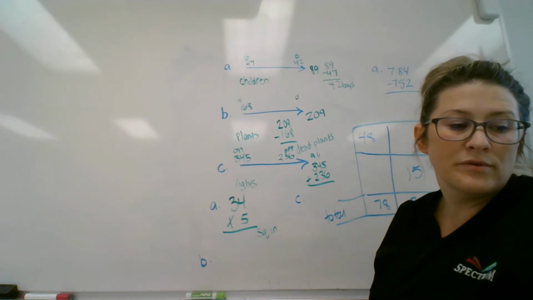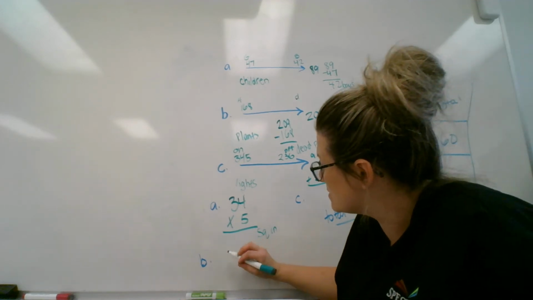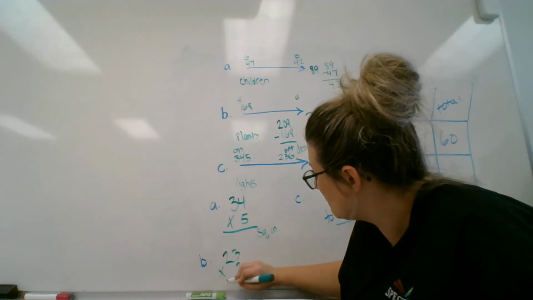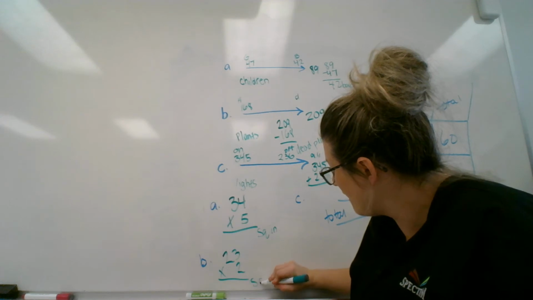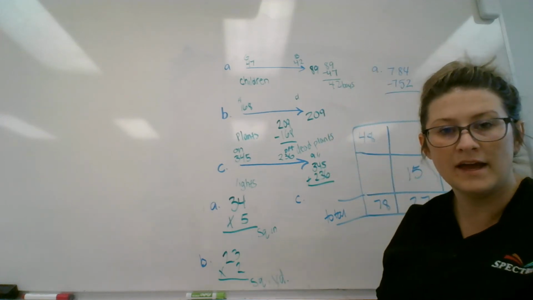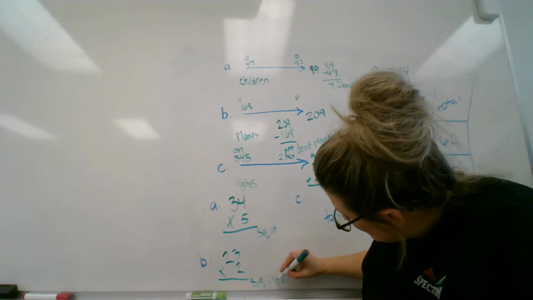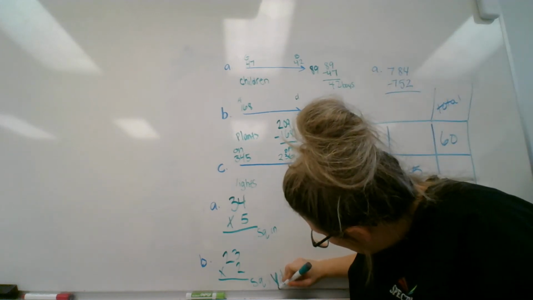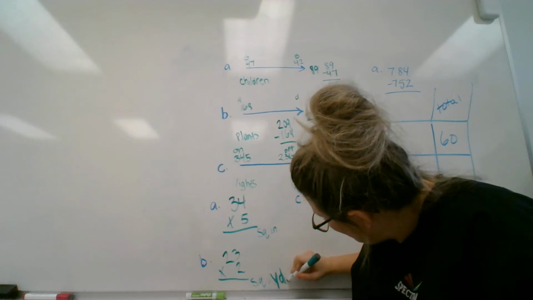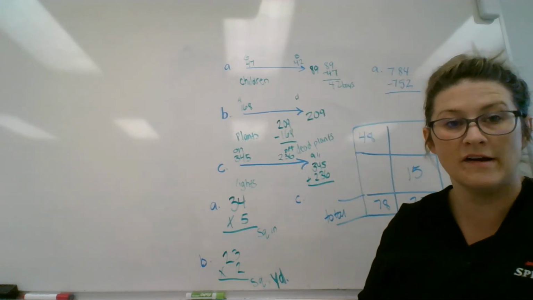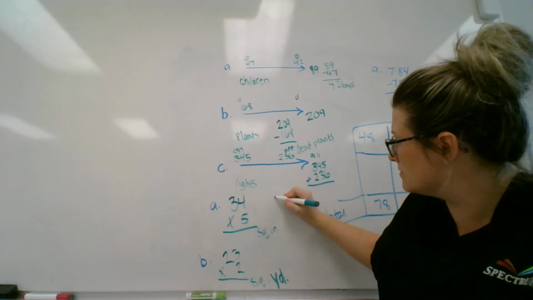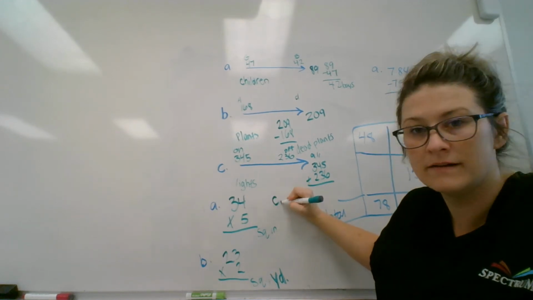Problem B, 23 yards by 2 yards. So then I have 23 times 2 square yards. Okay, and I am just writing the abbreviated version of the words so I have more room.